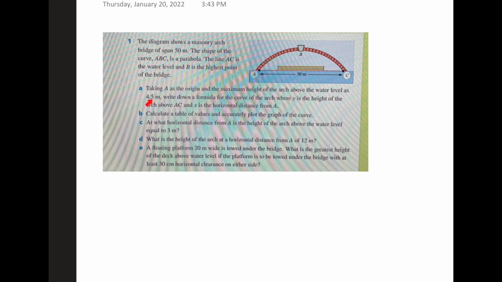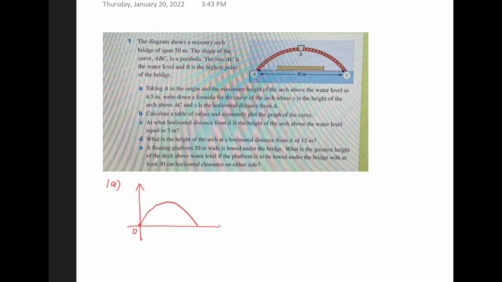Okay, so taking A as the origin and the maximum height of the arch above the water level as 4.5, write down a formula for the curve of the arch where y is the height of the arch above AC and x is the horizontal distance from A. Okay, so that means we have to write down the quadratics. Question 1a.